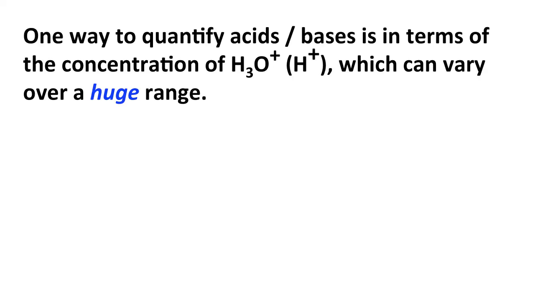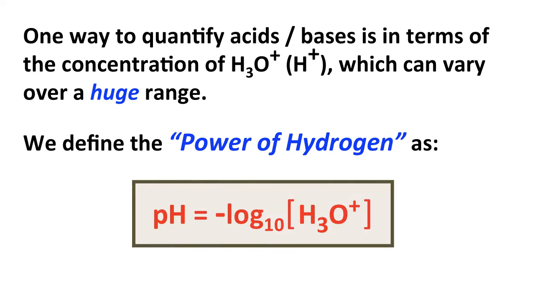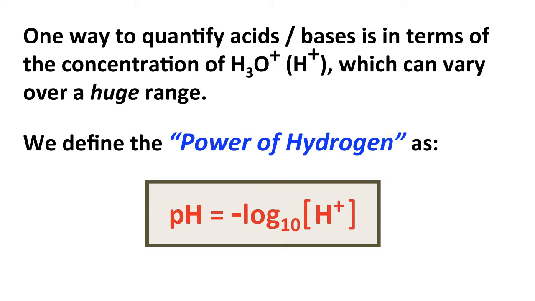Now, one way we can quantify acids and bases is in terms of the concentration of the hydronium ion in a solution, or shorthand H+ ion in solution, and this can vary over a really big range. We define something often called the power of hydrogen as the following. pH equals negative log base 10 of the hydronium ion concentration. You've probably heard of pH before, and this is its mathematical relationship, and sometimes we write it in shorthand, pH equals negative log of H+ concentration.